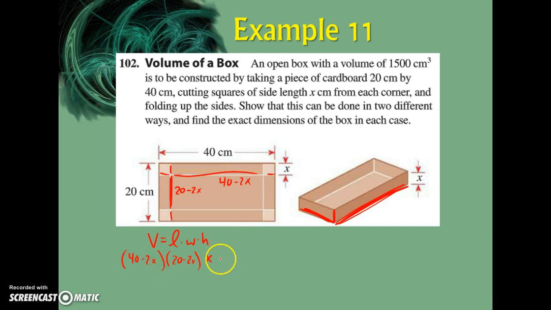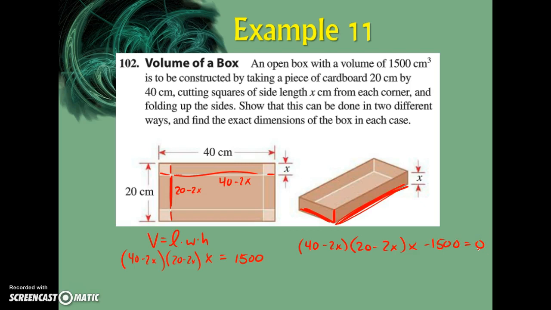And we want our volume to be 1500. So I'm actually just going to set that equal to 1500. And then what do they want to know? They want to show this can be done 2 different ways, find the exact dimension of the box in each case. To be able to solve this, to find an exact x value, we could just guess and check x's, but that could be a really long time. I think what we're better off doing is subtracting that 1500 over, to force it to equal 0.